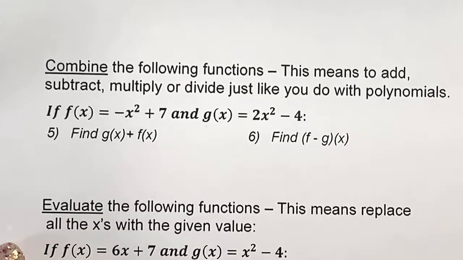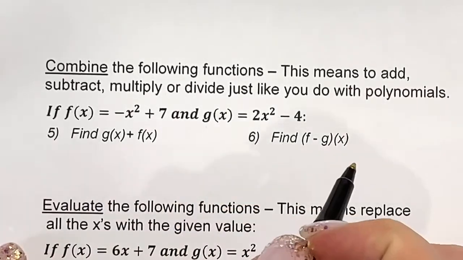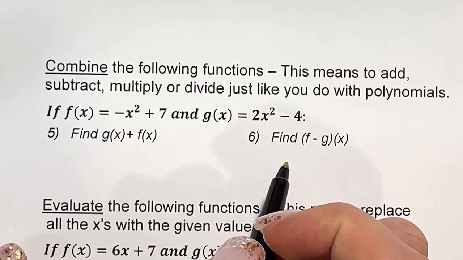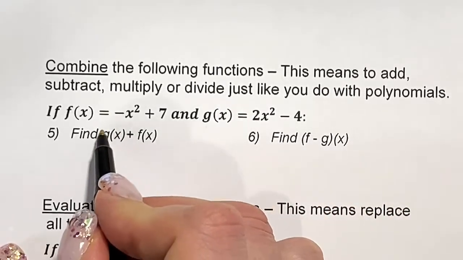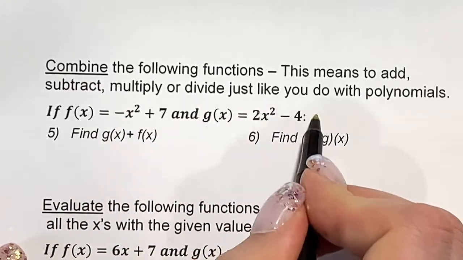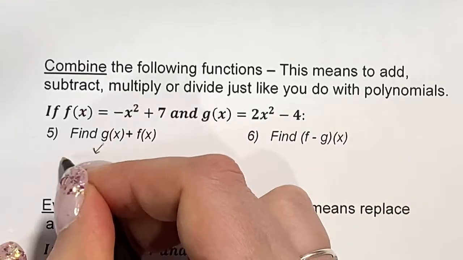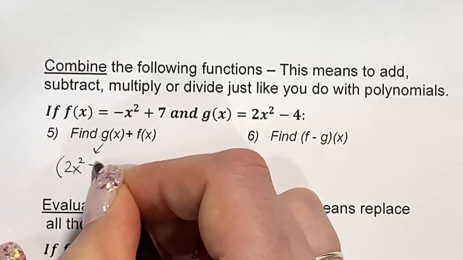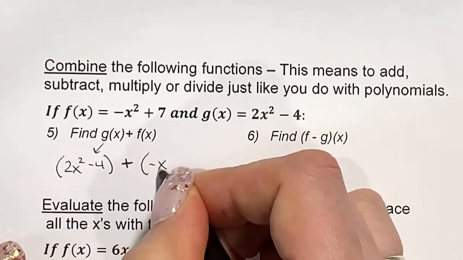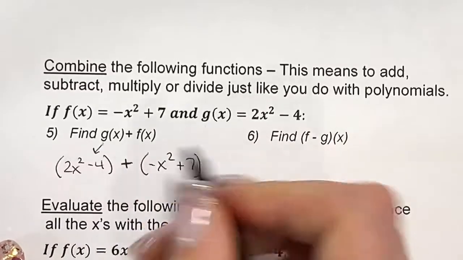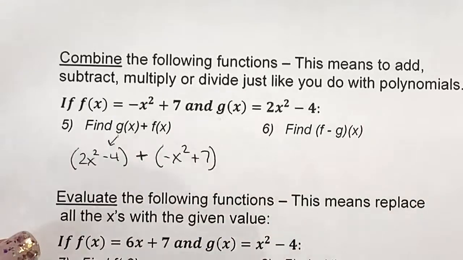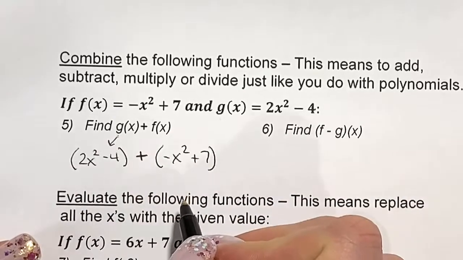A lot of times you'll be asked to add or subtract them, which you guys already know how to do. But we are learning the notation of how you might see it written. One way is they'll say, take g of x and add to it f of x, which would mean take my g of x function, 2x squared minus 4, and add to it my f function, which is negative x squared plus 7. You don't really need the parentheses. I'm just doing that to show you this is g and this whole group is f. And then you would just add them like you have your whole life.